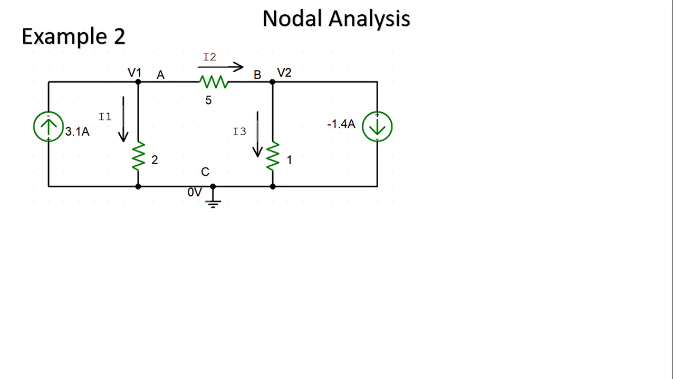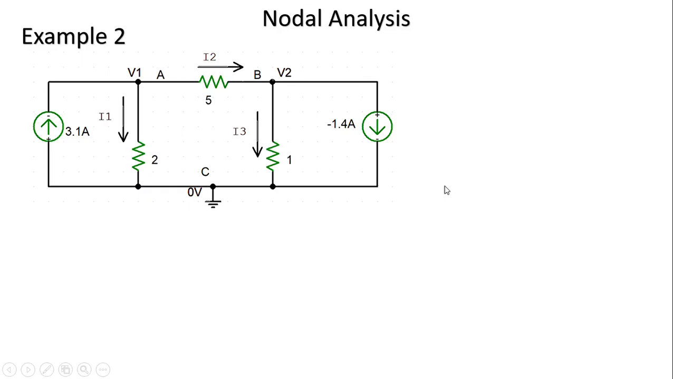Let us understand the nodal analysis technique with one more example where current sources are involved. In the previous example, voltage sources were considered. In this one, current sources are available. So the current in this particular branch is fixed, that is 3.1 amperes, which is entering like this and leaving like this. The current in this branch is minus 1.4 amperes.